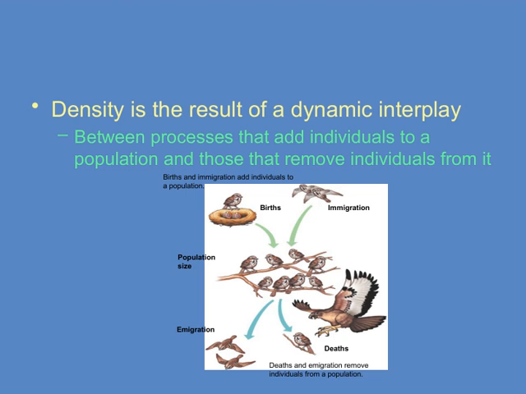So when we think about population density, it's really about the balance between these added and removed individuals. If births and immigration outpace deaths and emigration, the population density will increase. Conversely, if more individuals leave or die than are added, the density will decrease. This balance is fundamental to understanding how populations grow, shrink, or stabilize over time, which ties back to the larger themes of population dynamics and ecological interactions we've been discussing.